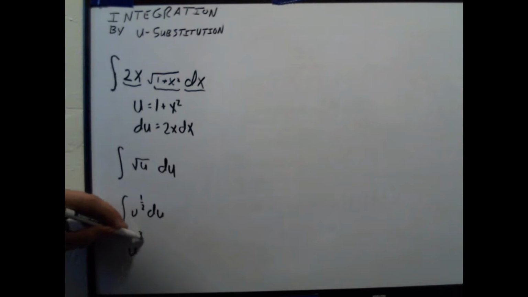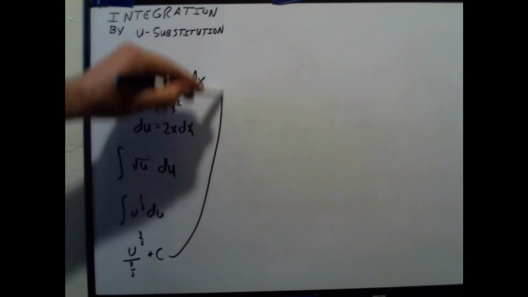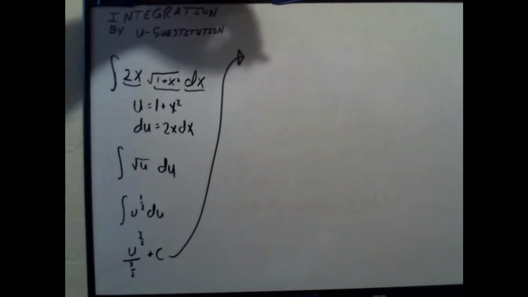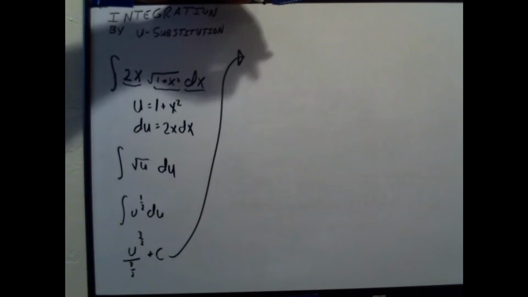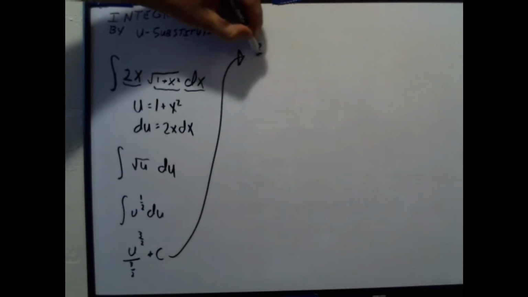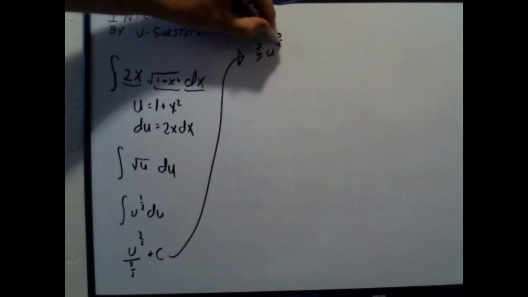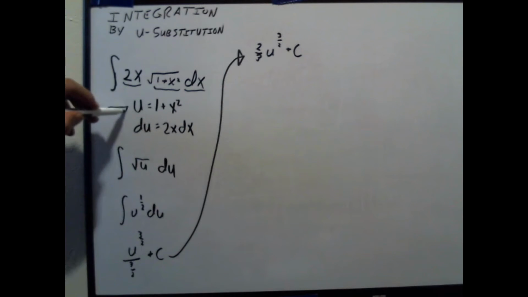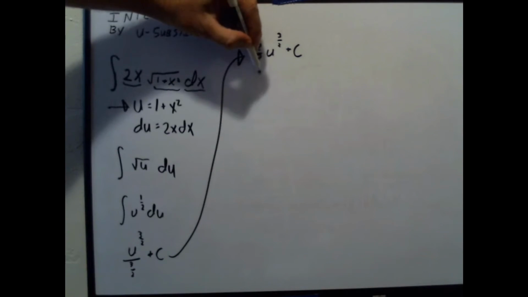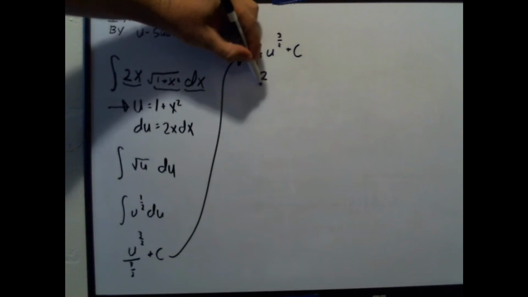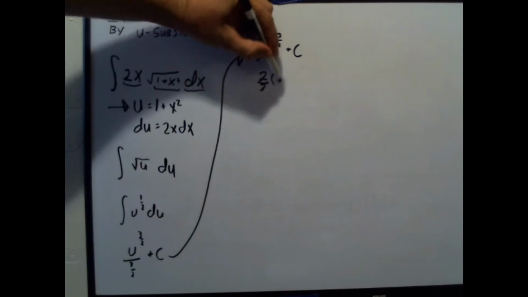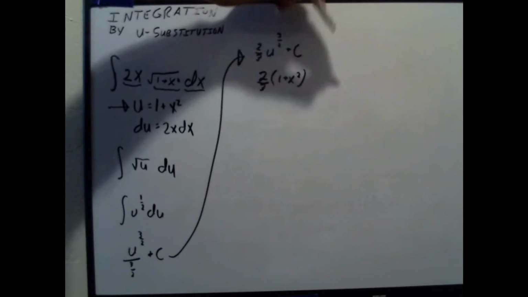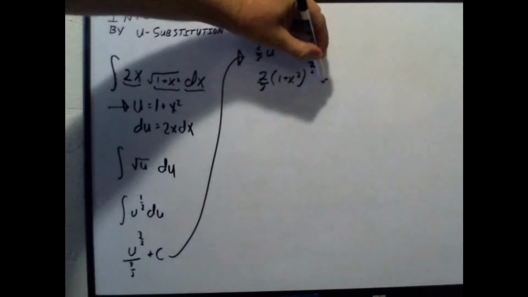u to the 3/2 divided by 3/2 plus c. I can simplify that by saying to divide by a fraction is to multiply by its reciprocal. So I'll say 2/3 u to the 3/2 plus c. And then I'll finally substitute in my original u value and say 2/3 times (1 plus x squared) to the 3/2 plus c.